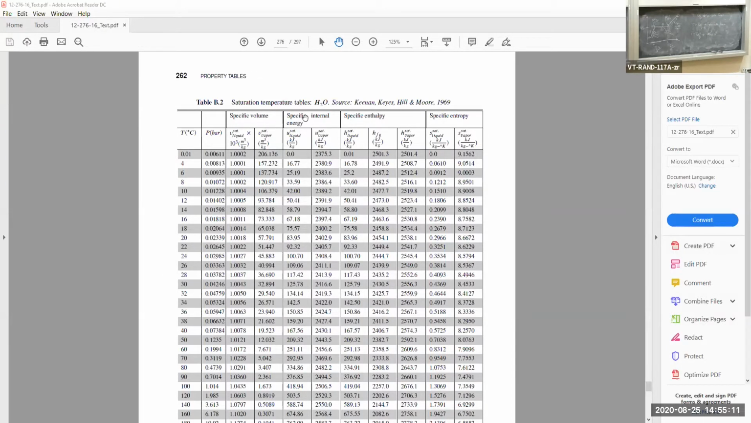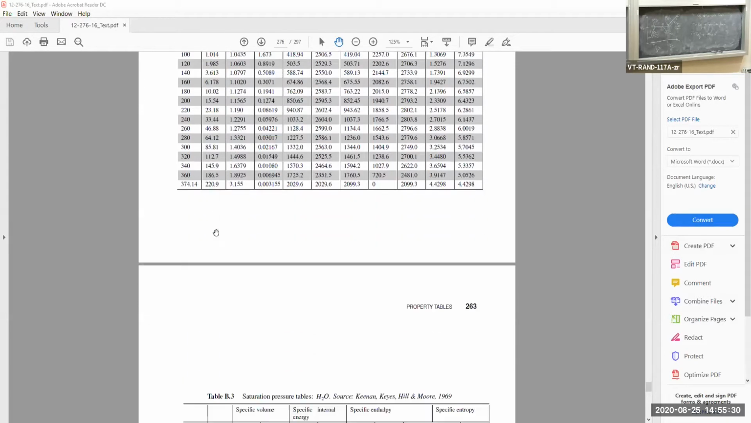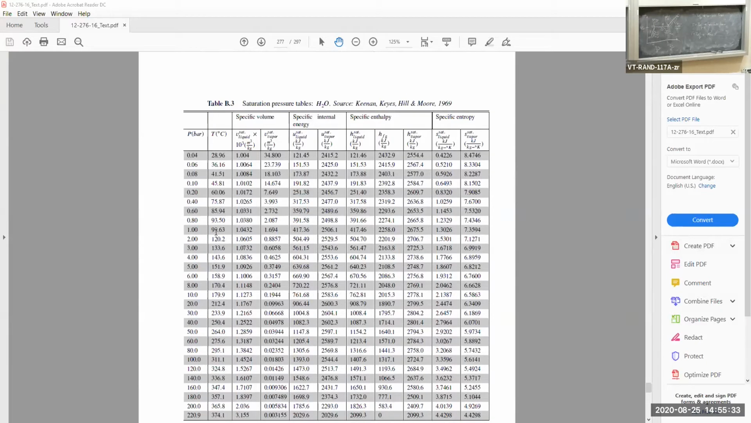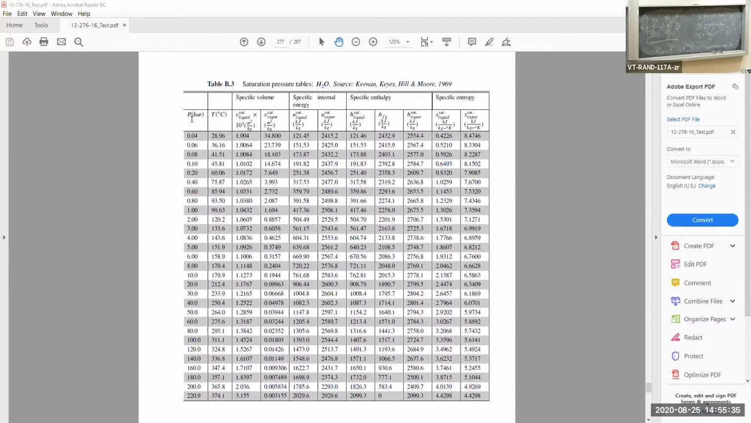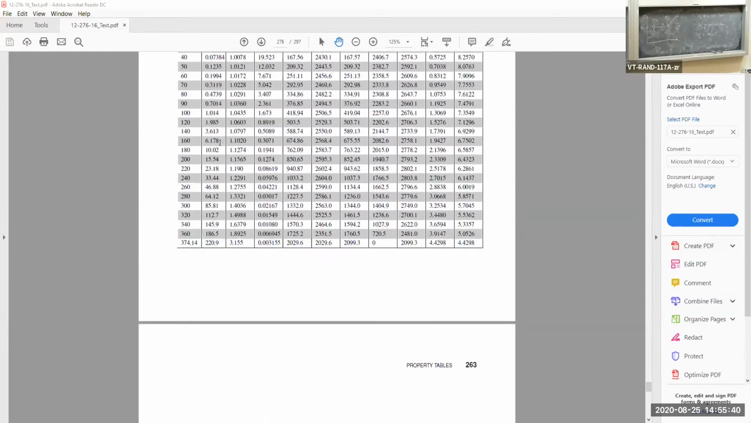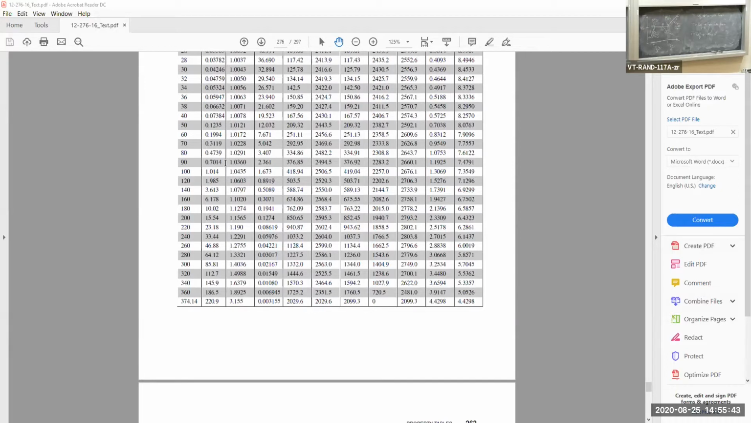Look at table B2. B2 is saturation temperature table. I've got temperatures and I've got pressures. You give me a pressure in bar, and I can give you the saturation temperature T. You give me a pressure, I give you the boiling temperature. We also have saturation pressure tables. You give me the pressure, I give you the temperature. One atmosphere is basically 1.01 bar.